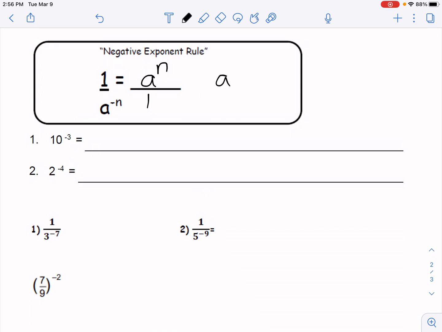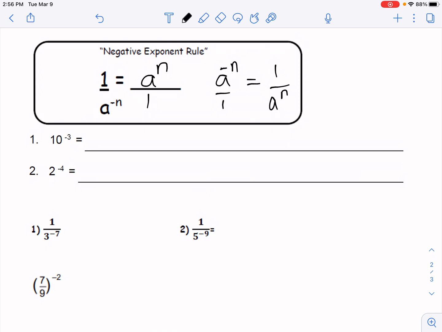Or another way to look at it, starting here, if we flip this, we could write it over 1. If we started with a negative exponent, we would put it over 1, flip it, and we get 1 over a raised to the nth power, okay? Now, the negative exponent, when we flip it, becomes a positive.